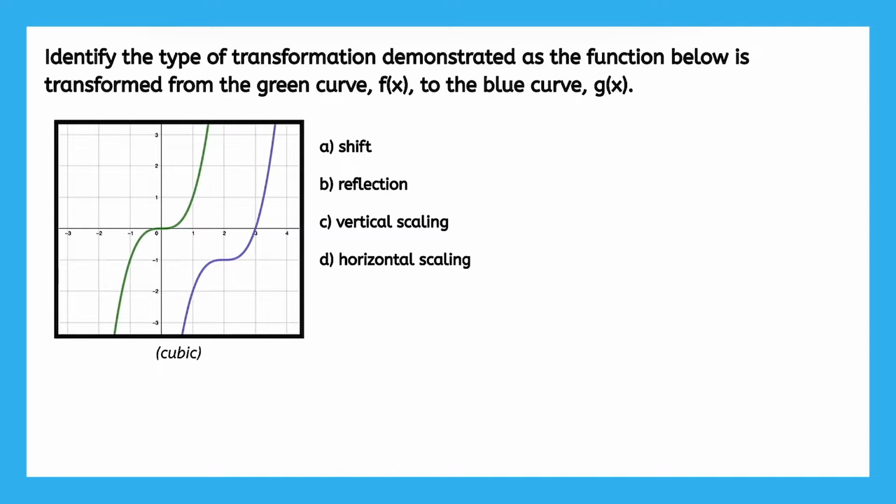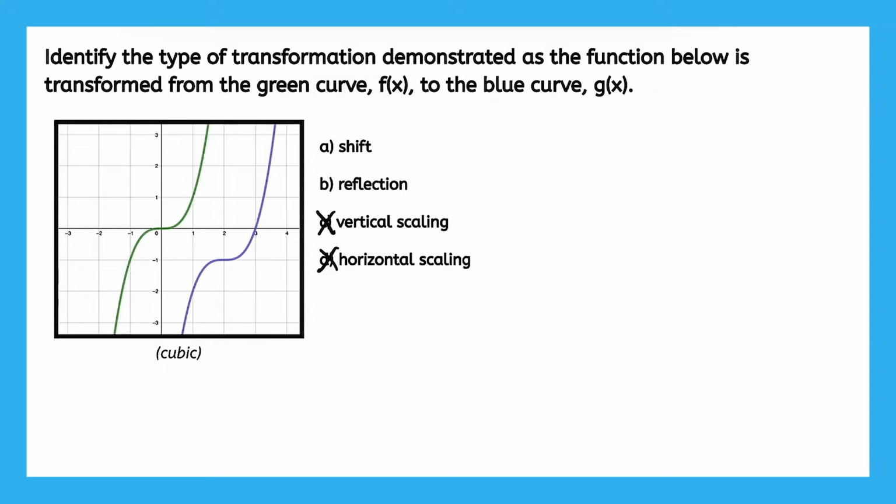So let's think about C and D. We know that if the answer were C or D, the graphs would not be the same shape because they would either be stretched or compressed. So let's eliminate C and D because these are definitely the same shape.